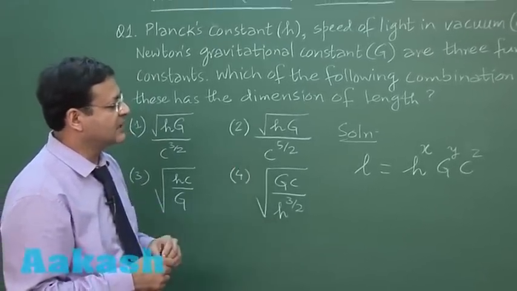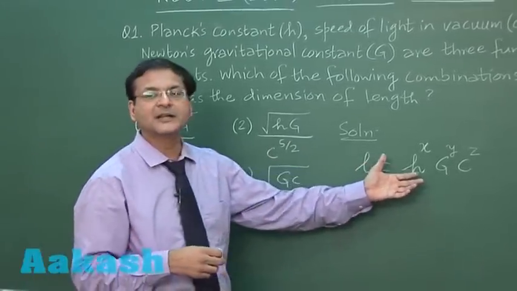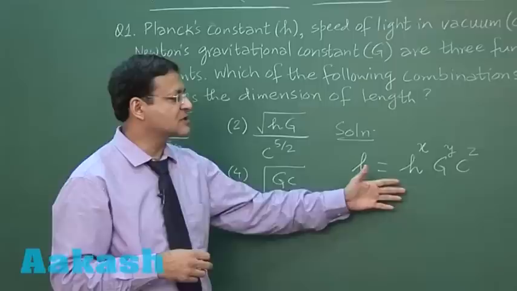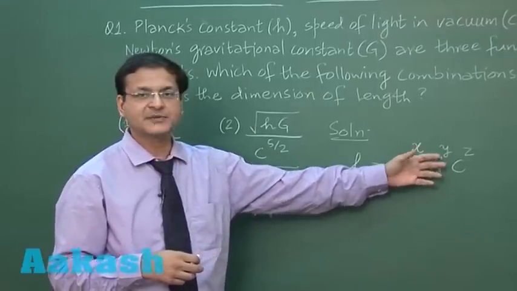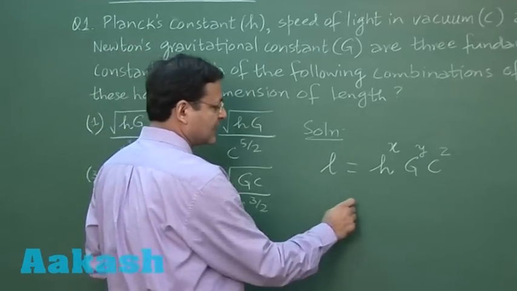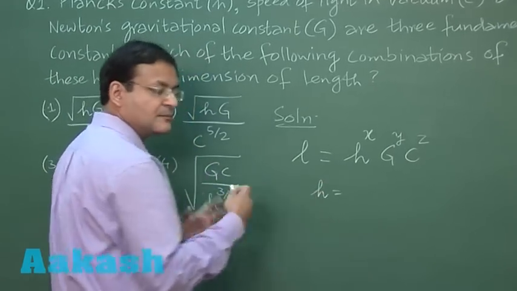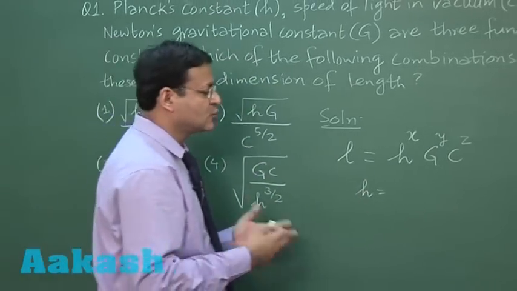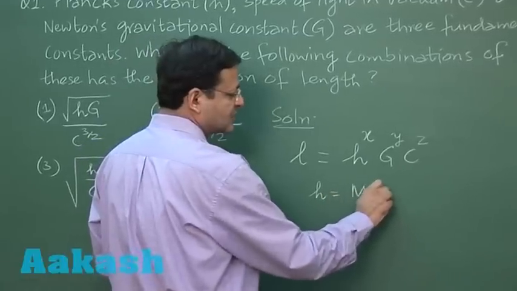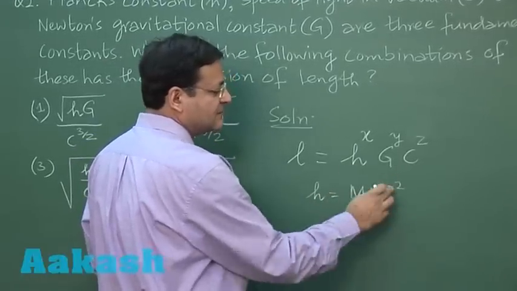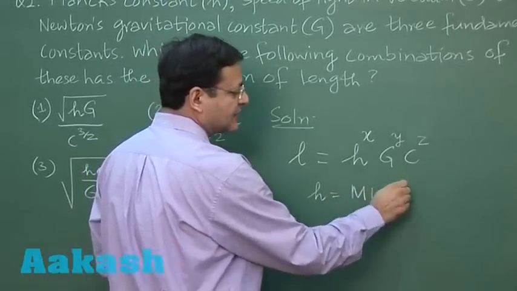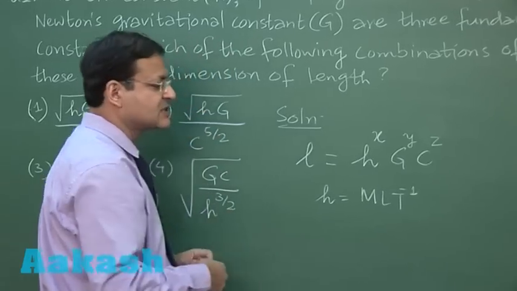So here, one by one, you should know the dimensional formulas of Planck's constant, gravitational constant and speed of light. If you talk about Planck's constant, you know that it is joule second. Joule is what? ML^2T^-2, isn't it? And second, so T^-1, T^-2 times T gives T^-1. So this is the way I am writing h.